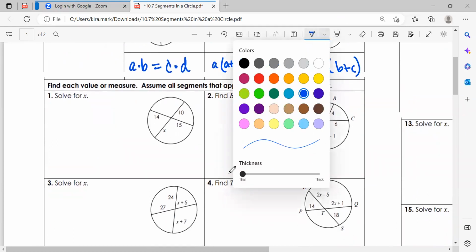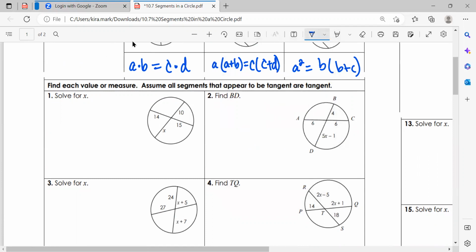Let me see if I can get this guy a little thinner. Okay, so let's do the trickier one first. Let's find BD. So BD is this entire segment right here. To do that, we're going to do part times part equals part times part. So this is a part problem. 6 times 6 is equal to 4 times 5x minus 1. And then you just solve it.